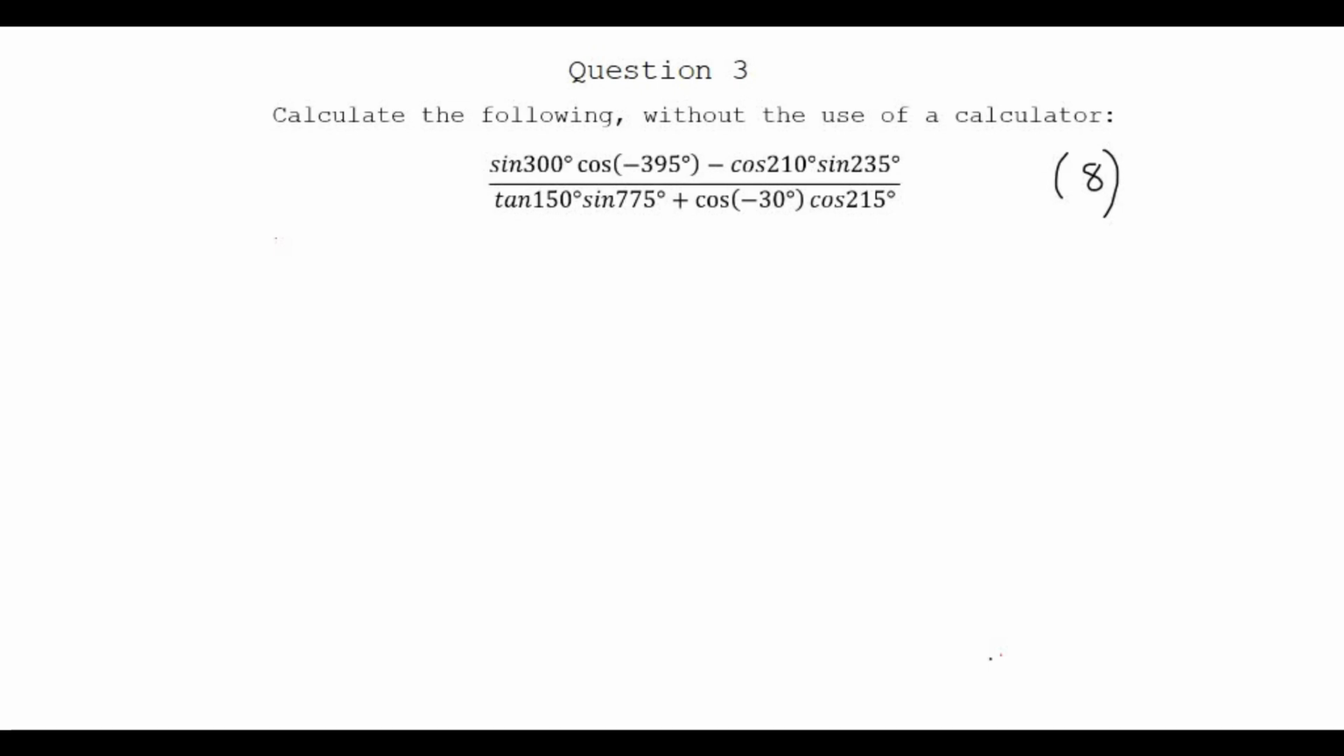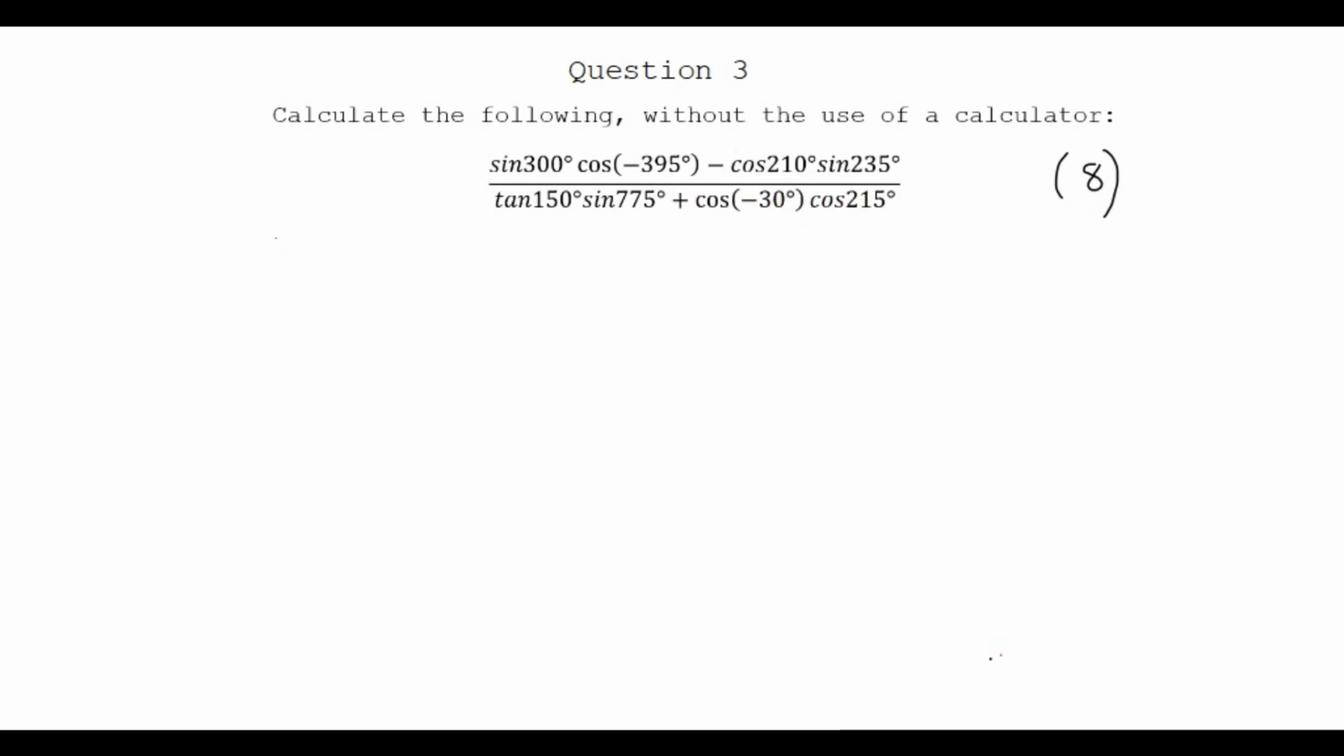We have reduction formula. Now these questions always count a lot of marks. Let's read through the question first. It says calculate the following without the use of a calculator. Don't play games. We can see when you use calculators. Alright, so let's just use our steps and go as far as possible. They say here sine 300 degrees times cos of negative 395 minus cos of 210 times sine of 235 over tan 150 times sine 775 plus cos of negative 30 degrees times cos of 215 degrees.